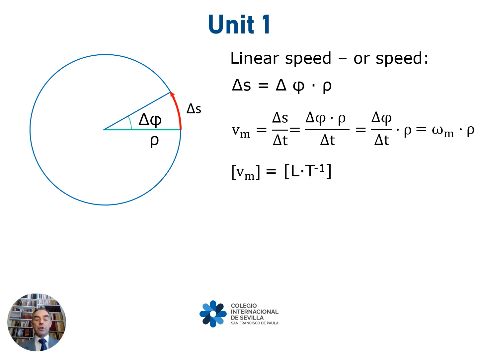The average speeds have dimensions of length times time to the power -1. When we multiply the angular speed times the radius, we have time to the power -1, which is the angular speed, times the length, which is the radius. Therefore, length times time to the power -1, as we wanted to prove.